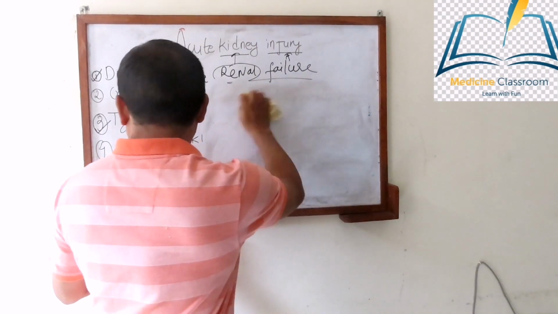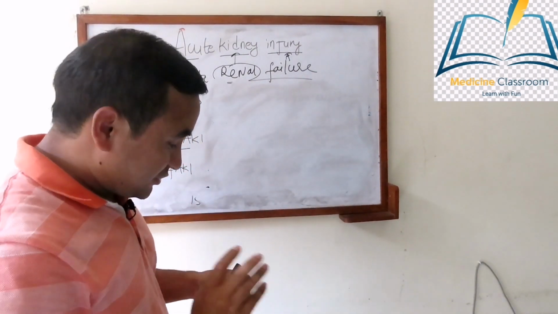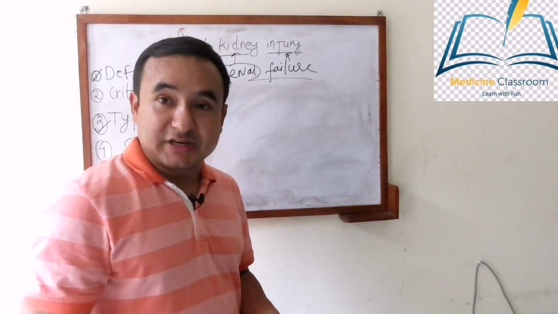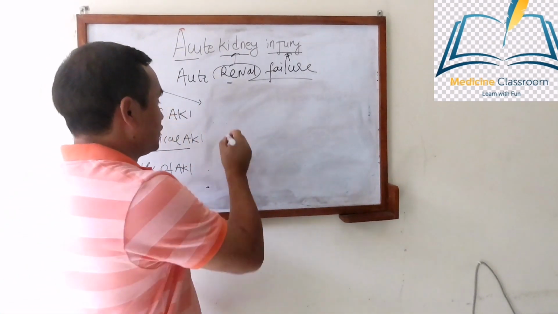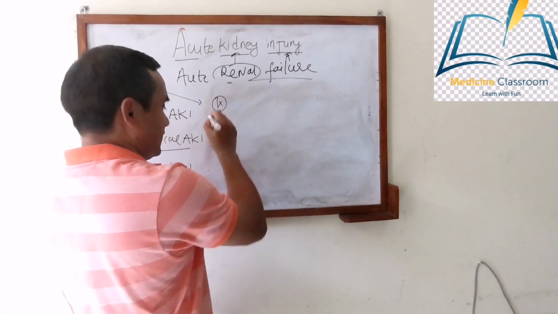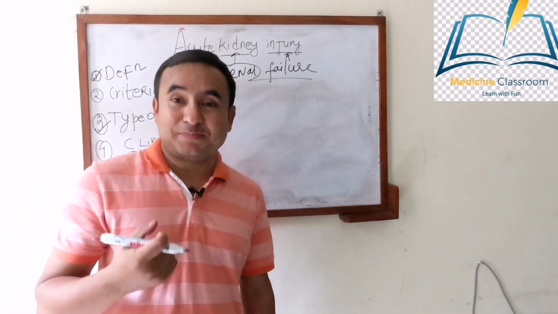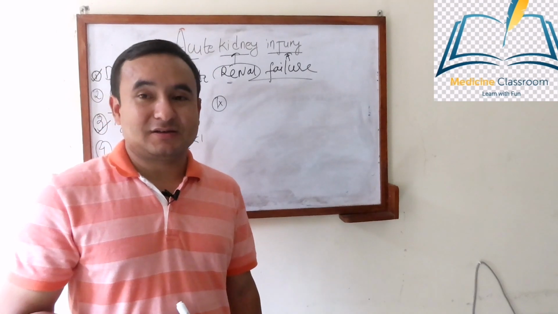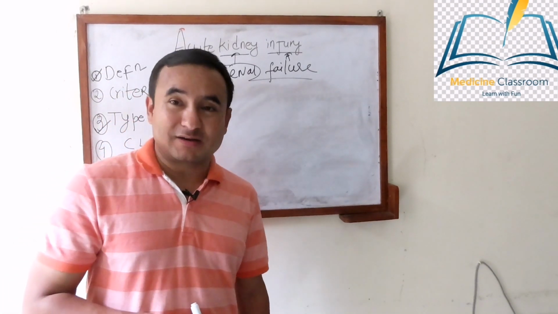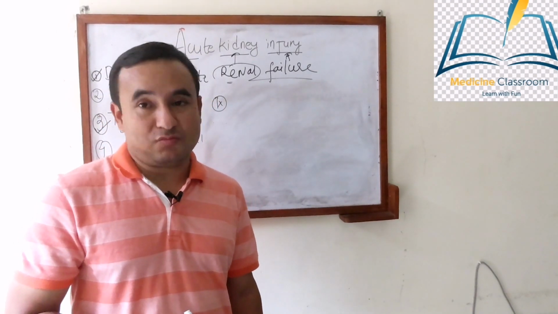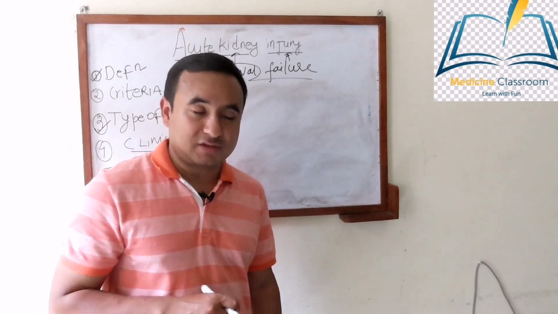Okay, then how to investigate such a patient? What are the tests you want to do? To manage a patient of AKI, other than the investigations, one important thing you need to monitor is urinary output. Daily urinary output is important.